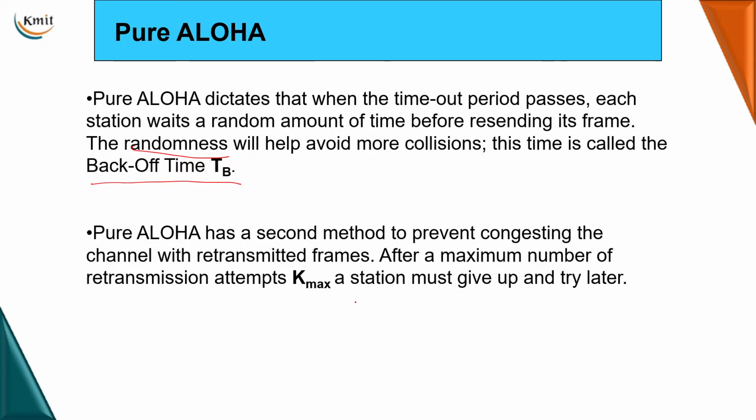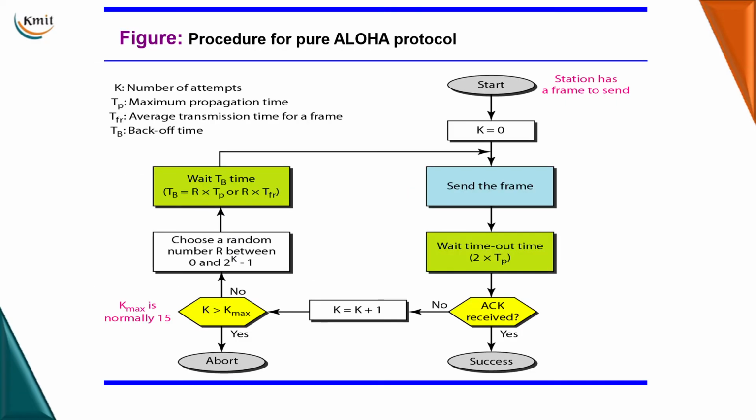And the other approach is, if the station has sent a frame 1, 2, 3, 4, 5, 6, 7, it has sent for some 15 times, and still the station is experiencing collision, then the station will stop, give up, and will try after a later time. This is the other strategy. Now these two strategies we will understand using a diagram.